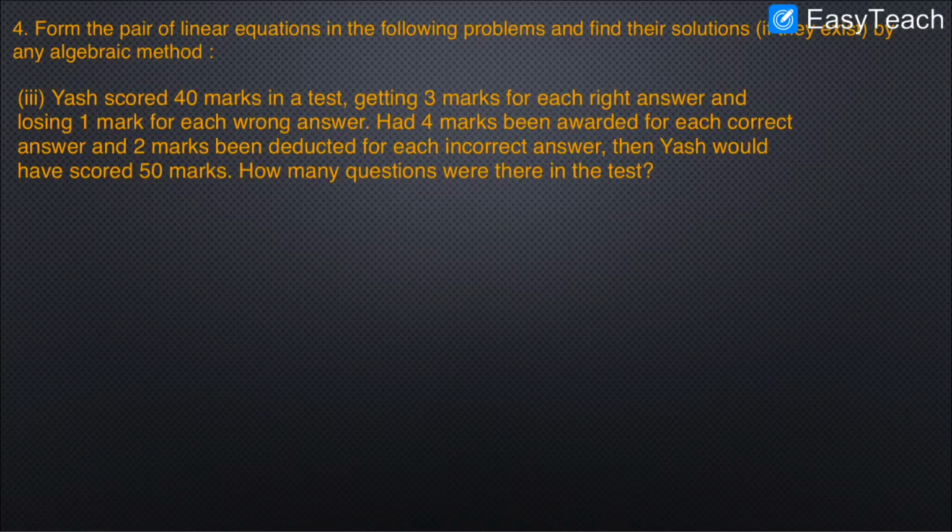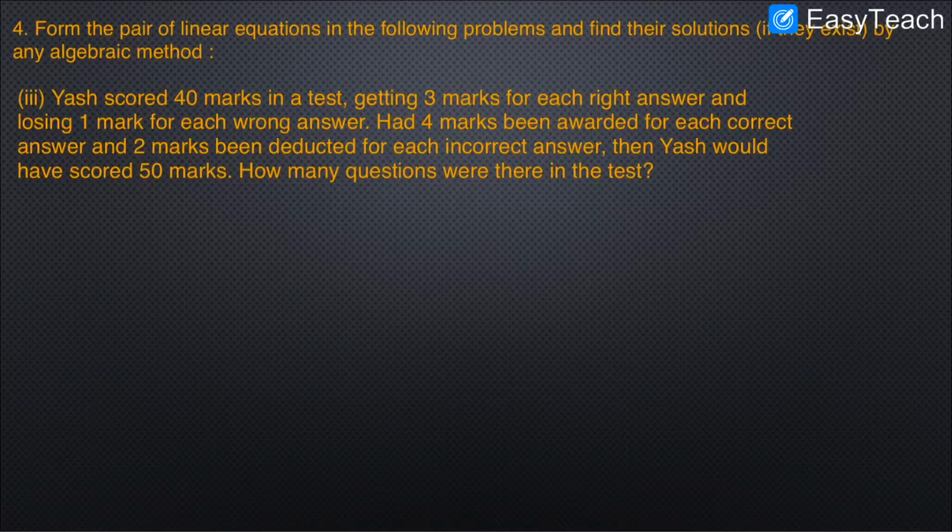So this is the third question. Yash scored 40 marks in a test, getting 3 marks for each right answer and losing 1 mark for each wrong answer. Had 4 marks been awarded for each correct answer and 2 marks been deducted for each incorrect answer, then Yash would have scored 50 marks. How many questions were there in the test?